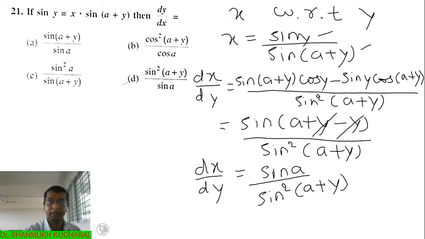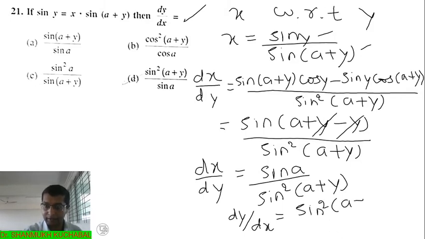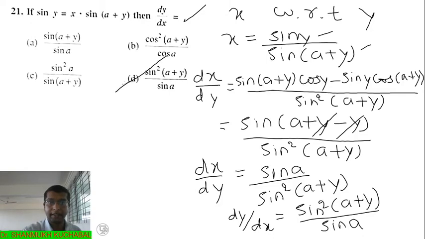So further, this is dx upon dy. We need to take the reciprocal of this. So dy by dx equals the reciprocal, sin square(a plus y) divided by sin a. Therefore option D is the right answer.